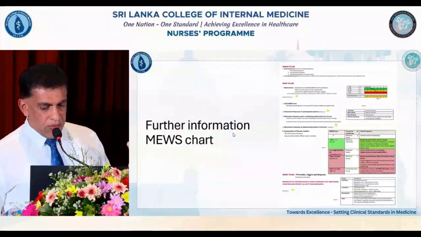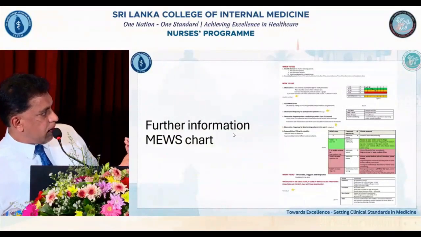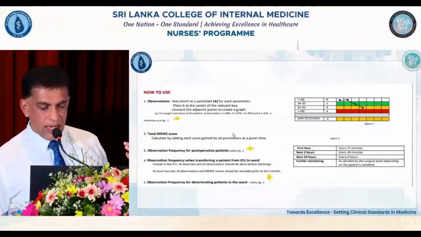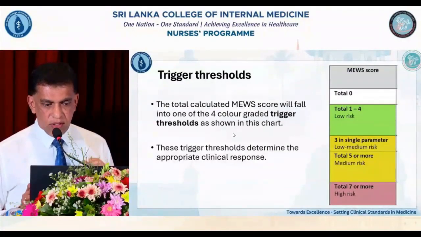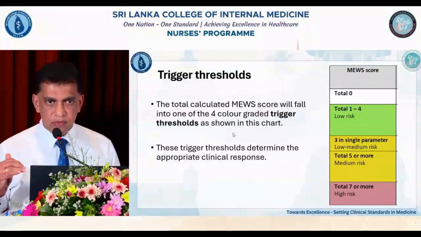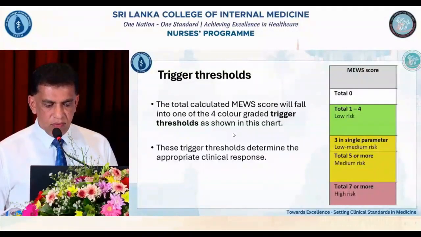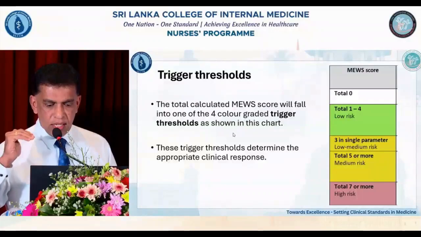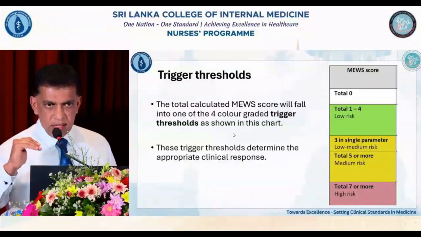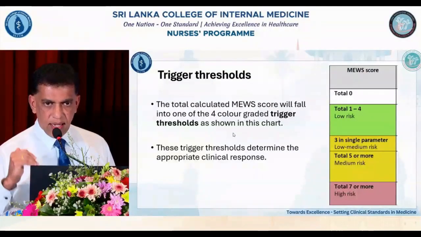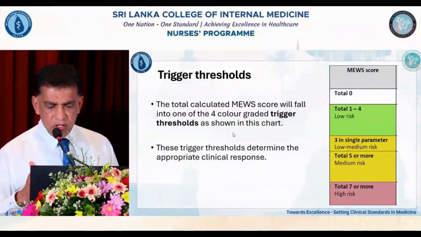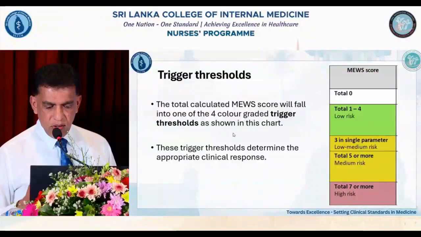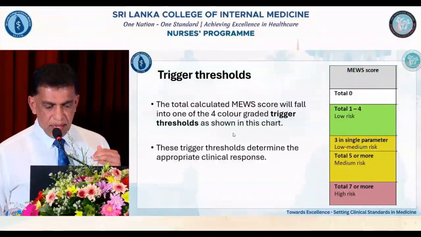So further information on the back of the chart, I think it's given in the handout with you, so I will just skip that. Now this is the most important thing. We go to what we call the triggers. So we add them up and then we take them into 3 categories: low risk, medium risk, and high risk, right? The medium risk is again divided into 2, low medium risk and medium risk, right? So now depending on this, the response is different.